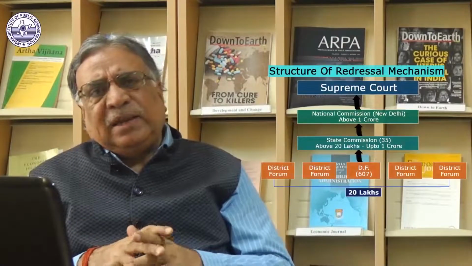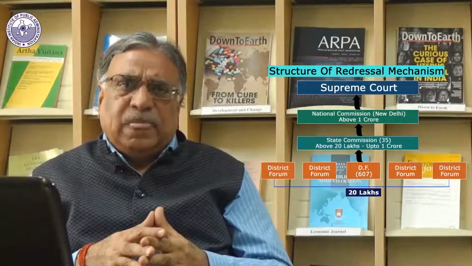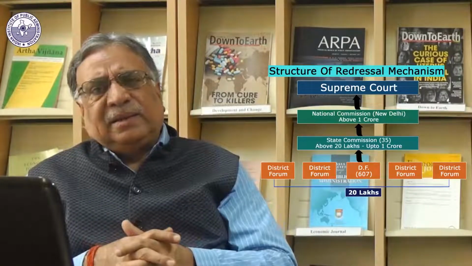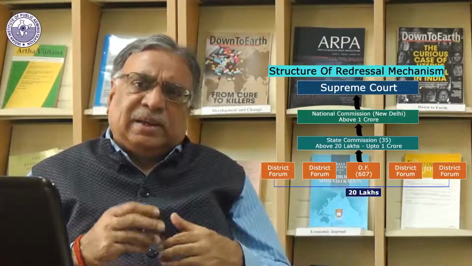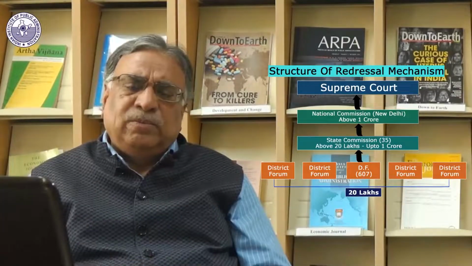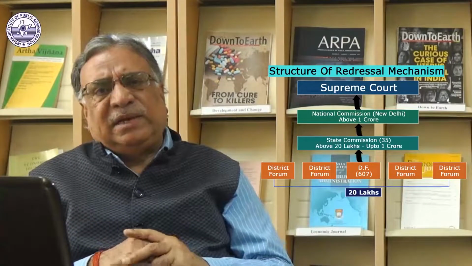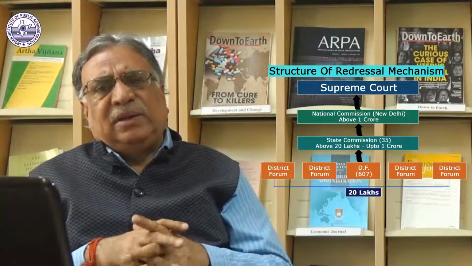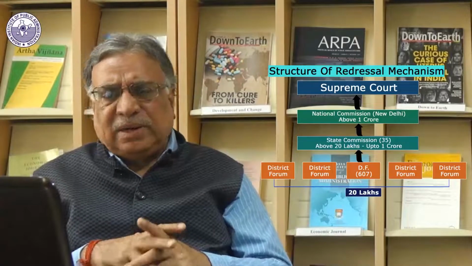Compensation and relief is provided, what a consumer is entitled to, and depending upon the amount that you are asking for and the loss that you have suffered, the commissions and forums are supposed to give you. Now let us look at the structure of the redressal mechanism. As I said, the Consumer Protection Act provides for a three-tier redressal mechanism. At the district level, you have the district forum. At the state level, you have the state commissions. And at the national level, you have the national commission to redress your grievances.